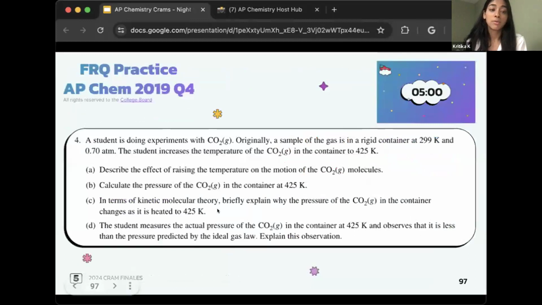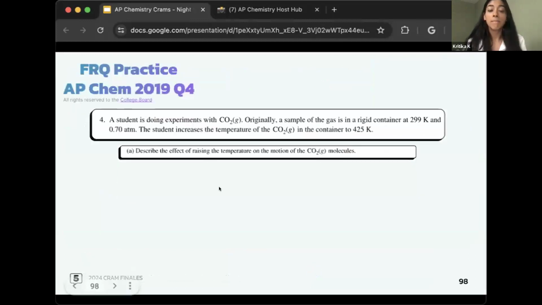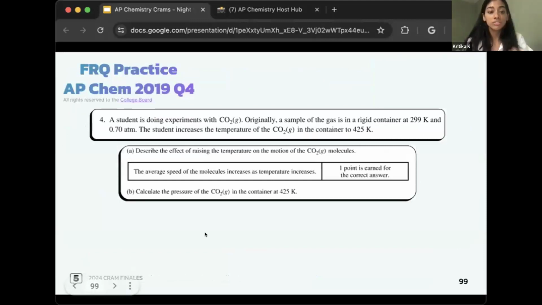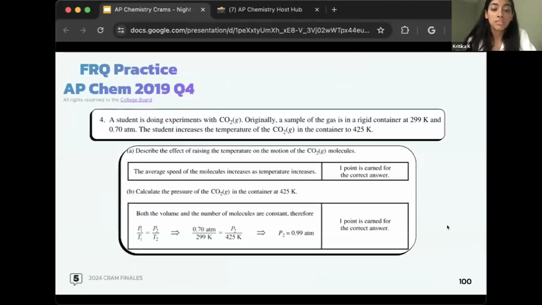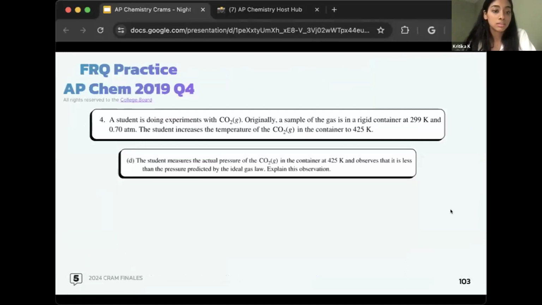So we're just going to skip over this FRQ. Once again, you will have access to the slides, so you can come back and redo these questions. The kinetic molecular theory is pretty important to know, so I would highly recommend looking back at these.